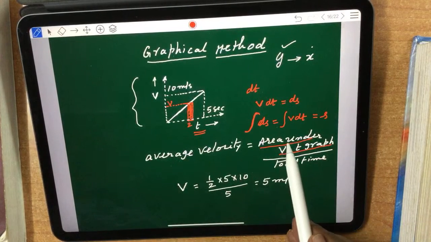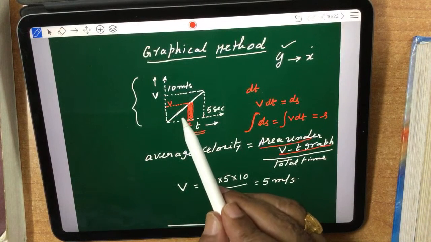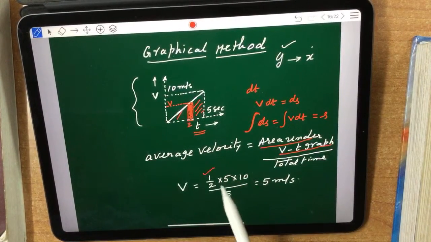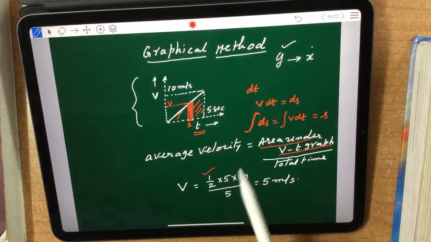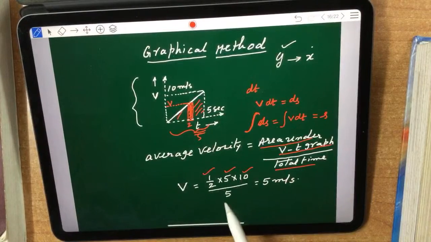So if I calculate the area, generally it is linear, so it is nothing but a triangle. Half base into height will give the area. Divide by total time, which is 5 seconds as given. So that gives average velocity, V average.